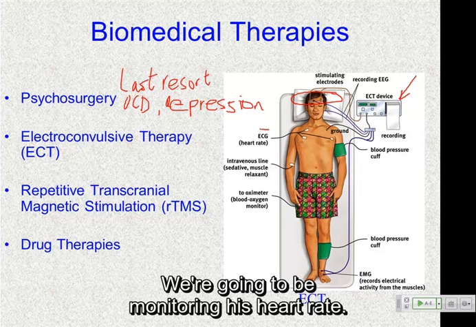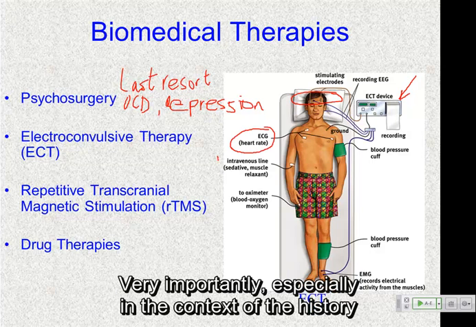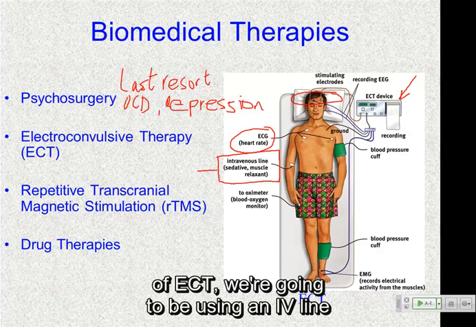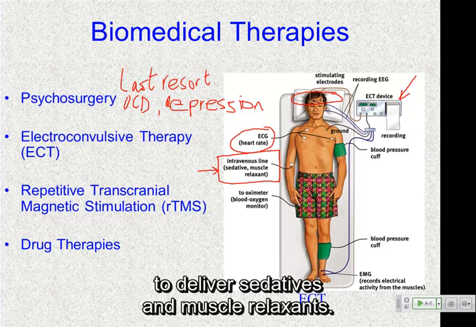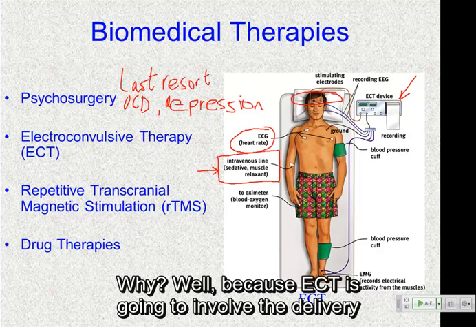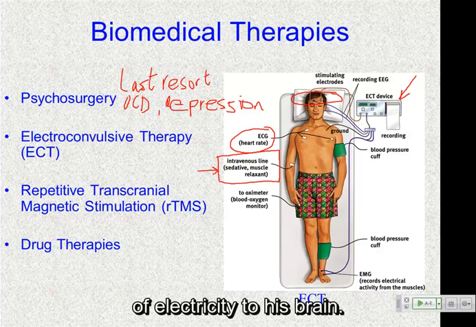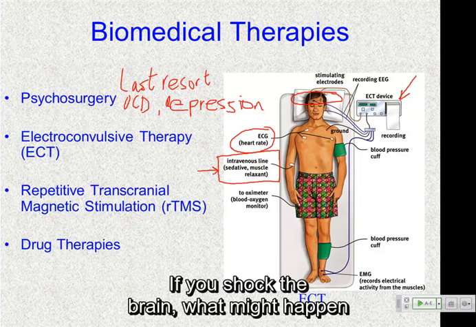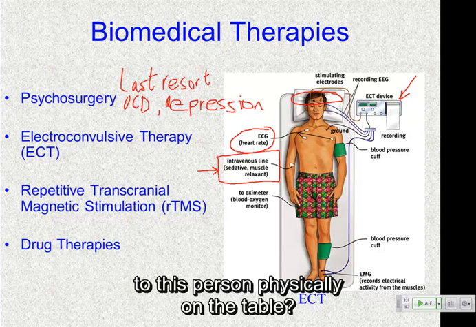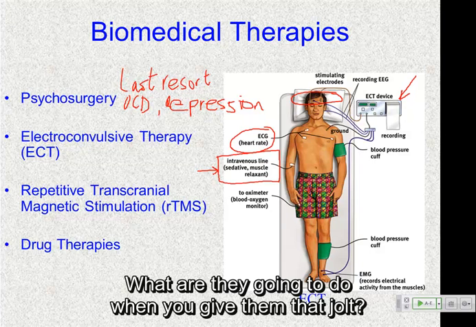We're going to be monitoring his heart rate. Very importantly, especially in the context of the history of ECT, we're going to be using an IV line to deliver sedatives and muscle relaxants. Why? Well, because ECT is going to involve the delivery of electricity to his brain. If you shock the brain, what might happen to this person physically on the table? What are they going to do when you give them that jolt?